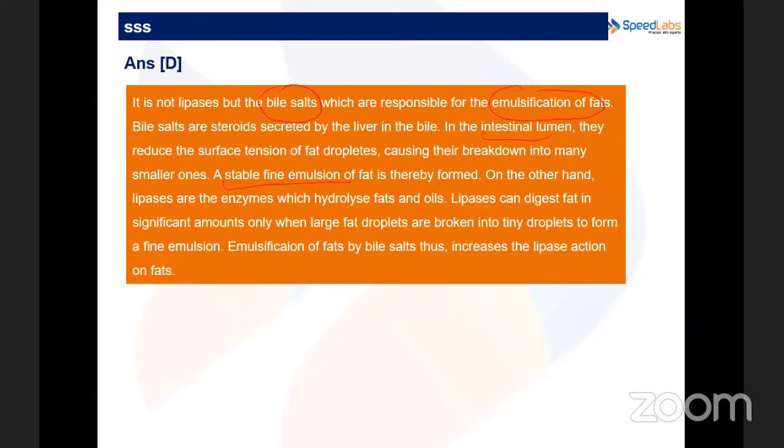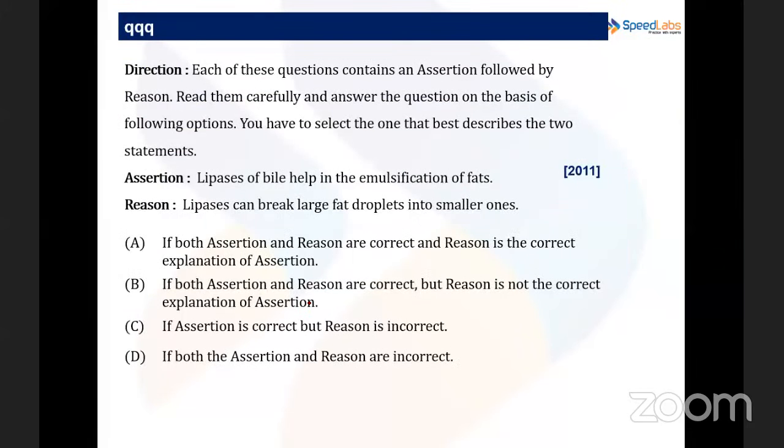Now, what is the function of lipase? Lipase function, it is not the emulsification. Its function is it can digest fat in significant amounts only when the emulsification is caused. That is, large fat droplets are broken into tiny ones to form a fine emulsion. So emulsification of fats by the bile salts increases the lipase action on fats. Hence, option D is correct because both of them are incorrect. It is not lipase. It is actually bile salts.